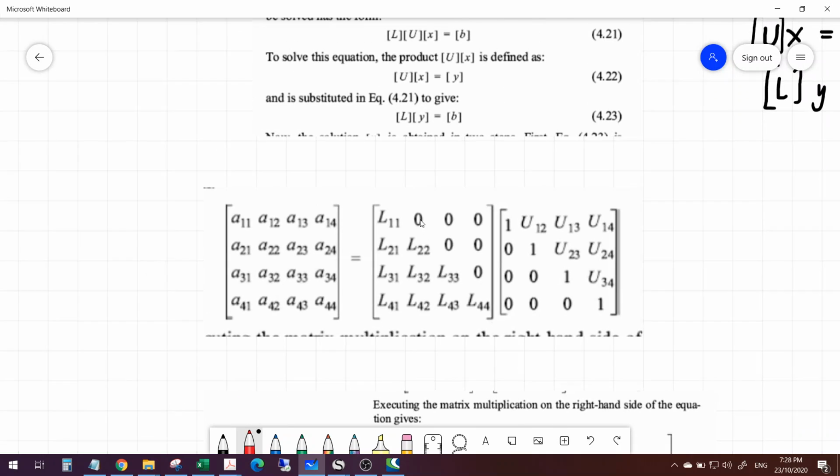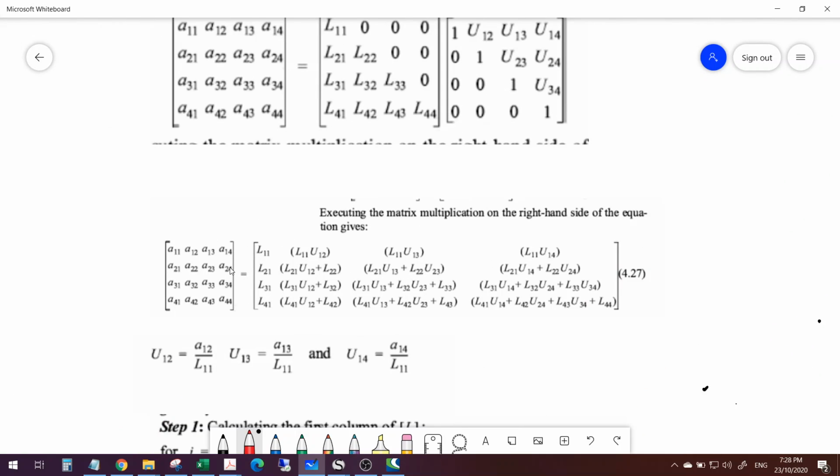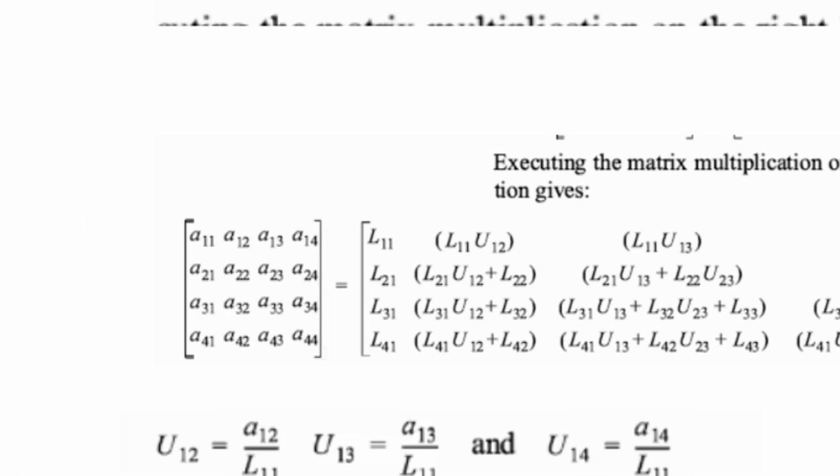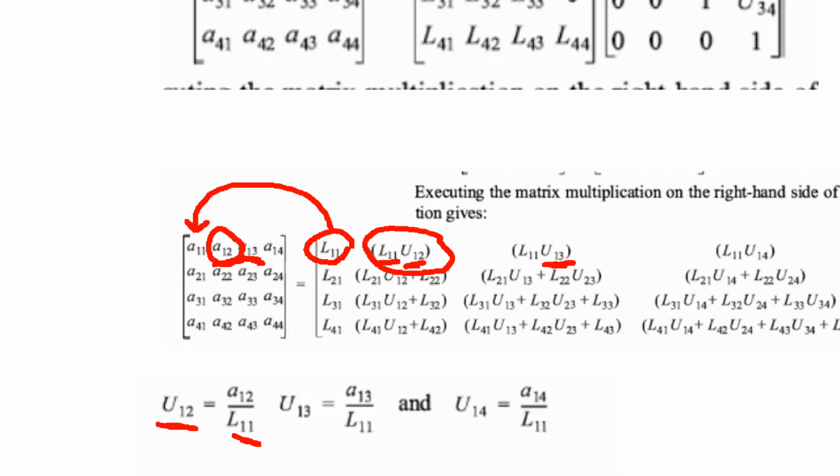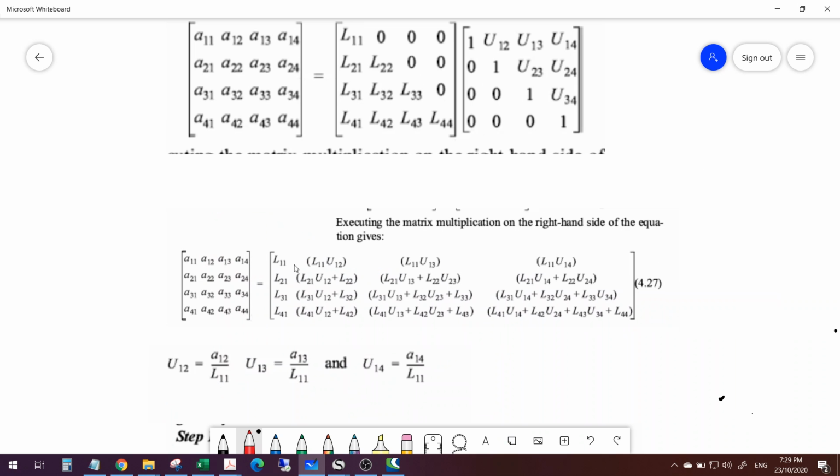Now, if we expand this, the L and U as equal to the A matrix, you have this. So let's say this one, L11, corresponds to this. So A11 is equal to L11. While your A12 is equal to L11 U12. That's why U12 here is equal to A12 over L11. Therefore, U13 is equal to A13 over L11. Okay, so I hope you get that.